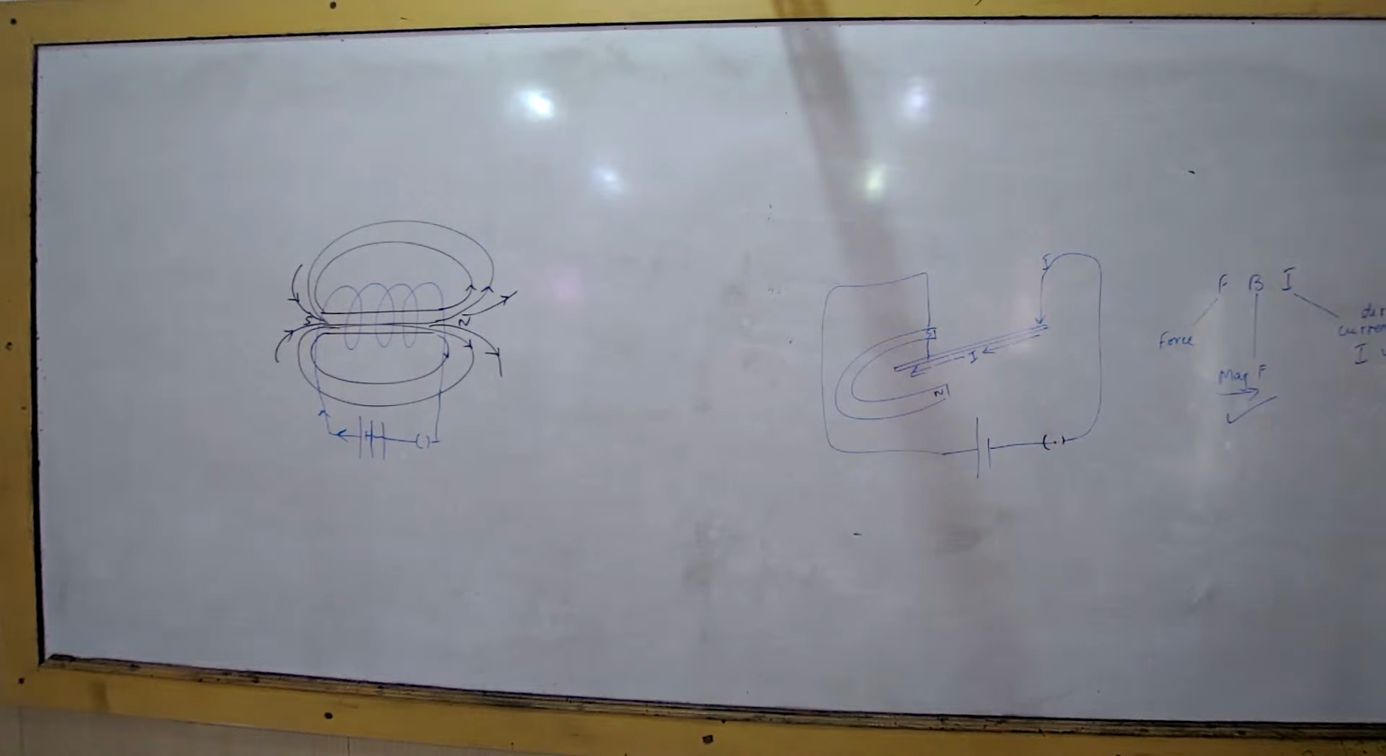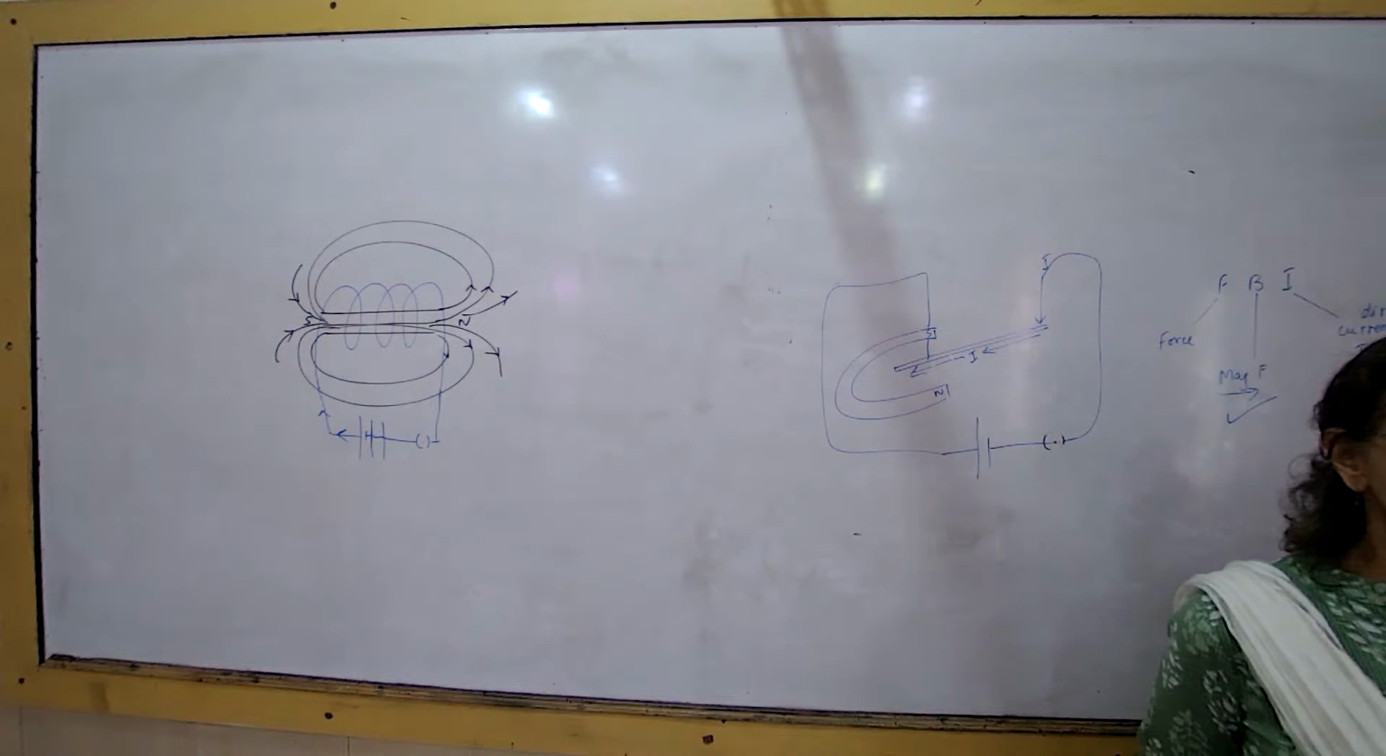Okay. Somebody else will read better. The displacement of the rod in the above activity, because each line is very important. Okay, no need to hurry up. Displacement of the rod in the above activity suggests that a force is exerted on the current carrying aluminium rod when it is placed in a magnetic field. Underline that. Force is exerted on the current carrying aluminium rod when it is placed in a magnetic field.